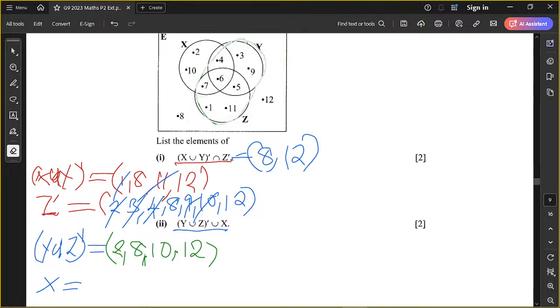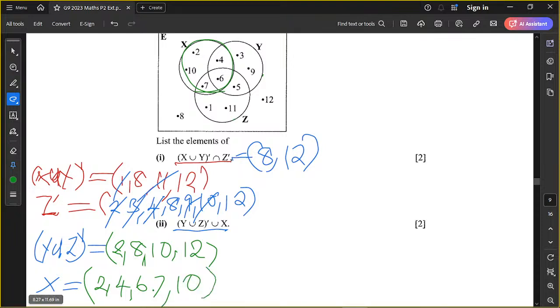Then we label this one so that we trace the element of Y. Again, the element of Y. So this one is, let me see, question 2 is element of X, so we trace the element of X. So X is here, this is X. So in X we have got 2, 4, 6, 7, 10. Okay, we close bracket like that. Okay, so now what do we do?